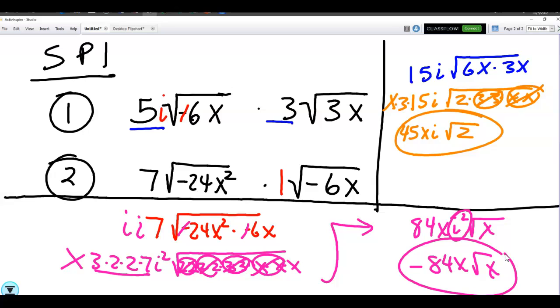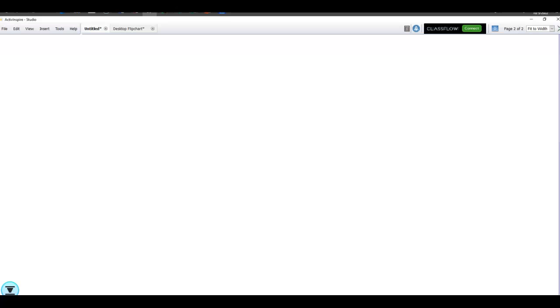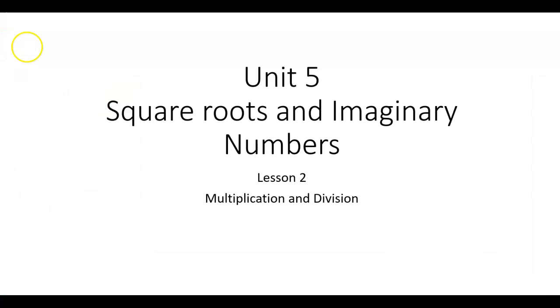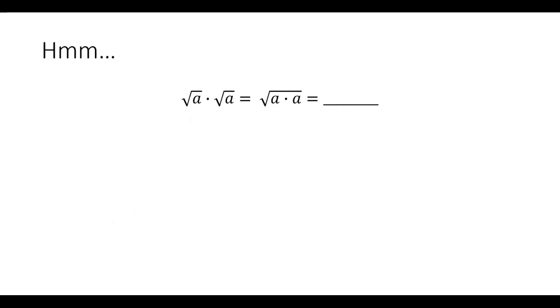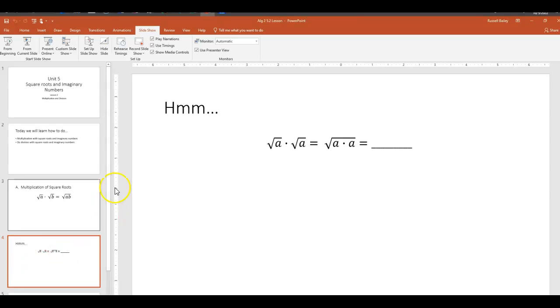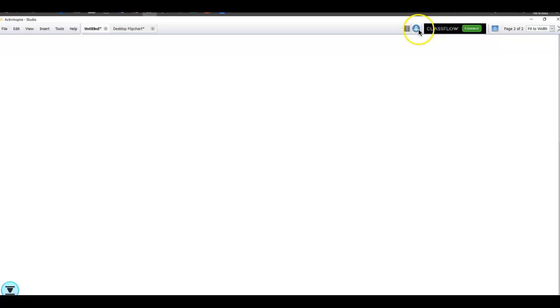Okay? So that is multiplication. We're going to look at division next. Before we begin, I'd like to address something else that's a little bit interesting that we'll be using.